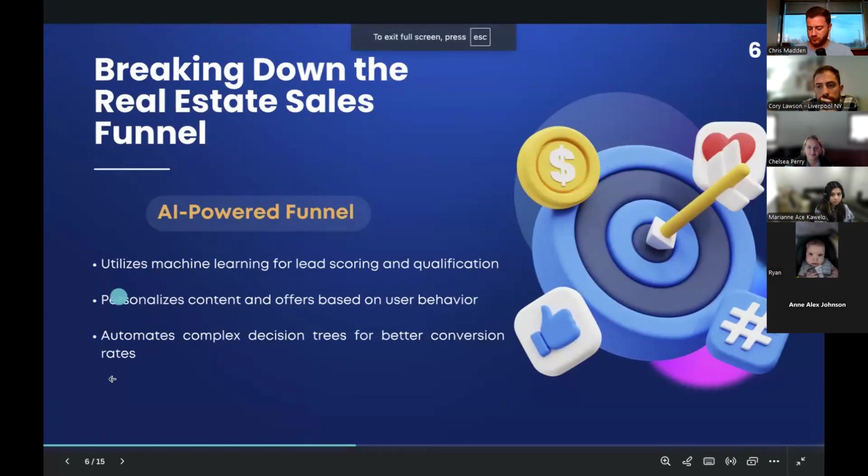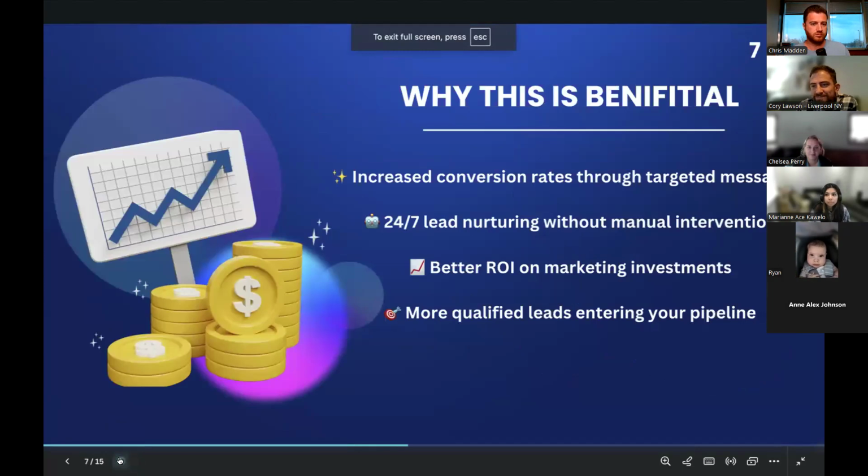So that kind of sums up all the funnels. We already talked about why this is beneficial. It's just increasing conversion rates. You literally have 24-hour lead nurturing without manual intervention. And the ROI side of this too. Like I said, spend a little bit of time coming up with some of these lead magnets and then sending them into a system.